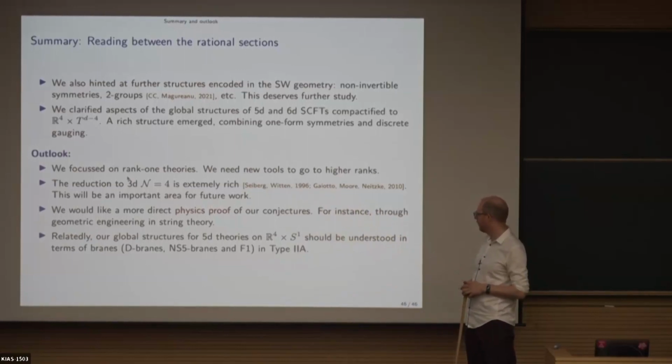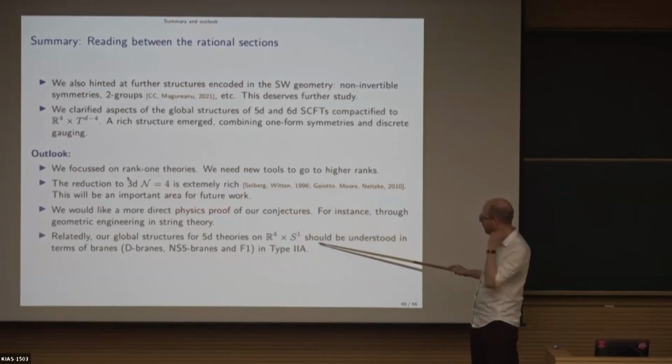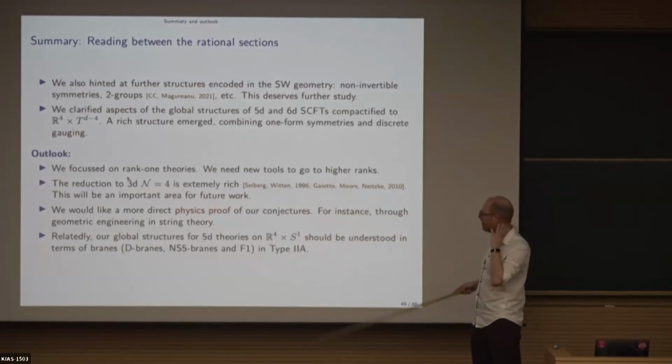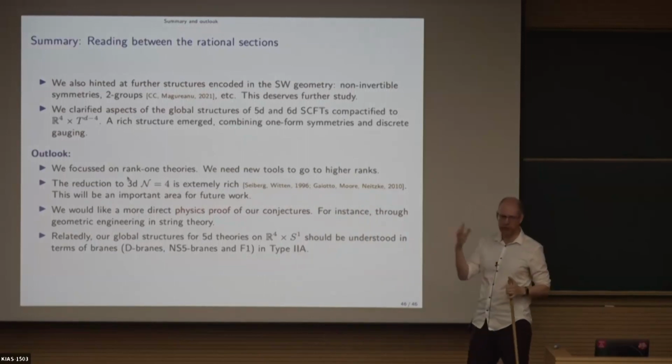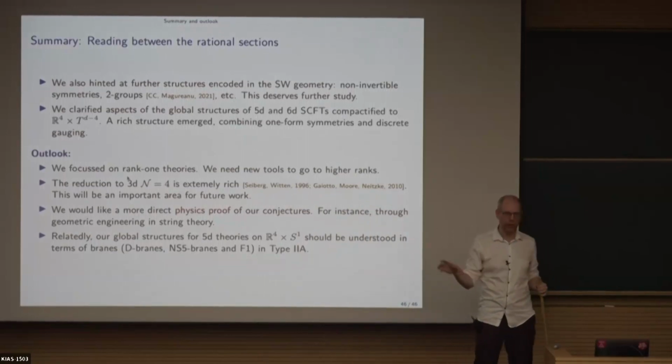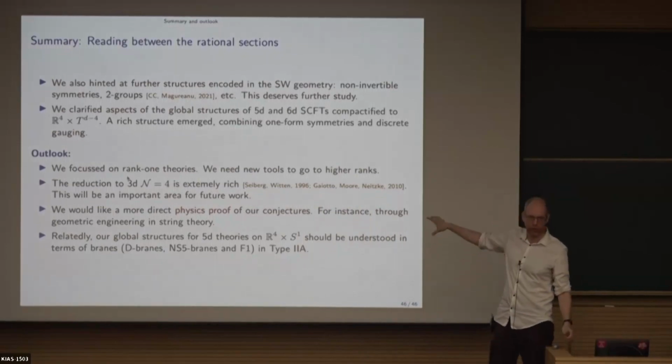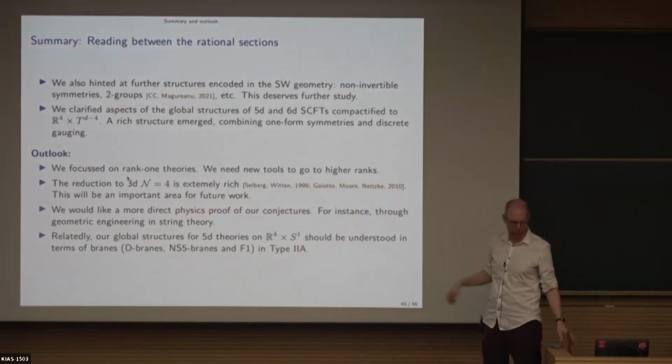One particular thing in terms of physics proof, by which I mean, for instance, for 5D CFTs, there is a lot of engineering in type IIA and M-theory and so on of those theories. And in principle, all these defects and symmetry operators can be understood in terms of branes. You would like to see a boundary condition on those branes recover this kind of structure, essentially in the mirror type IIB description.